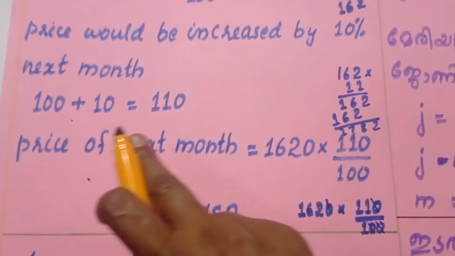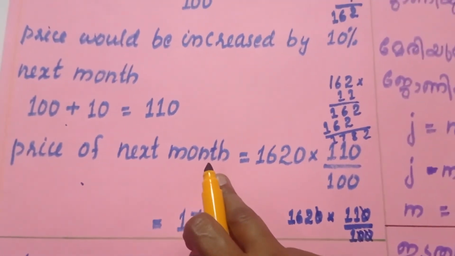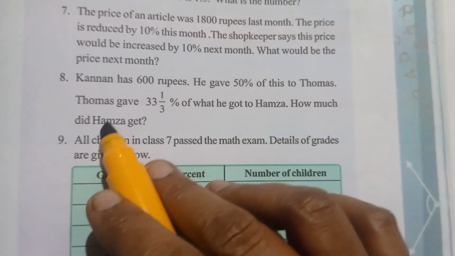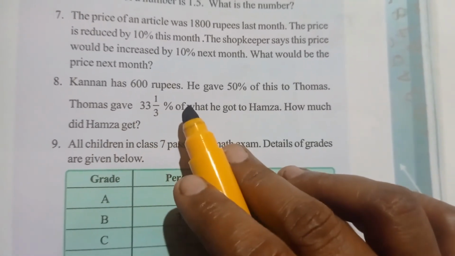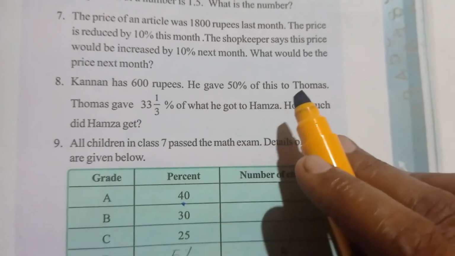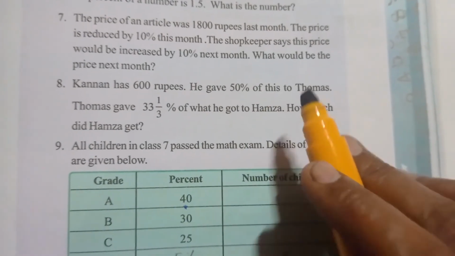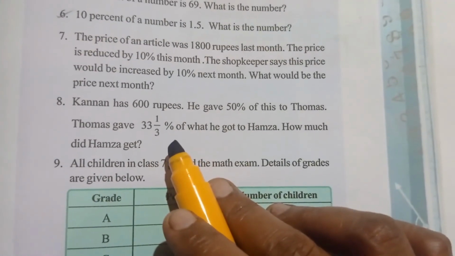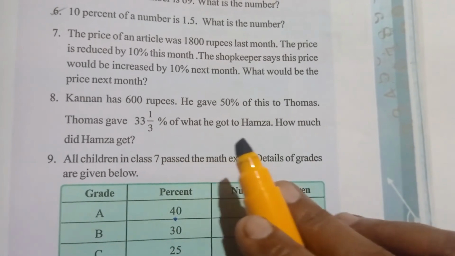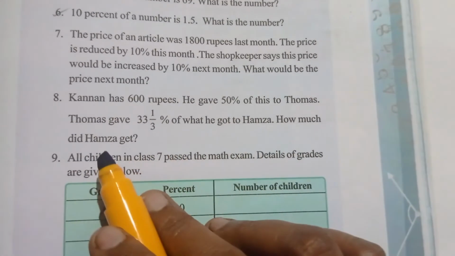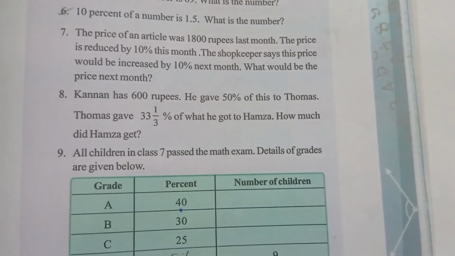1782 is the price of the next month. 8th question. Kannan has 600 rupees. He gave 50% of this to Thomas. Thomas gave 33⅓% of what he got to Hamza. Then how much did Hamza get?